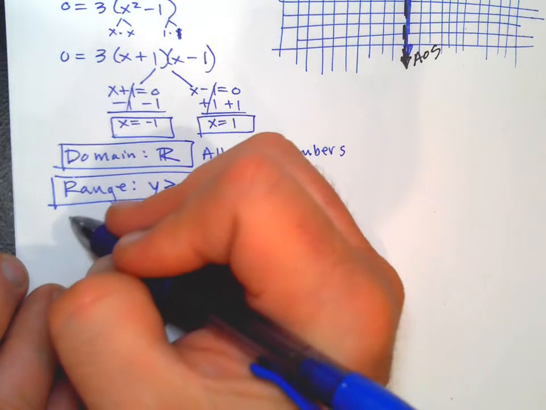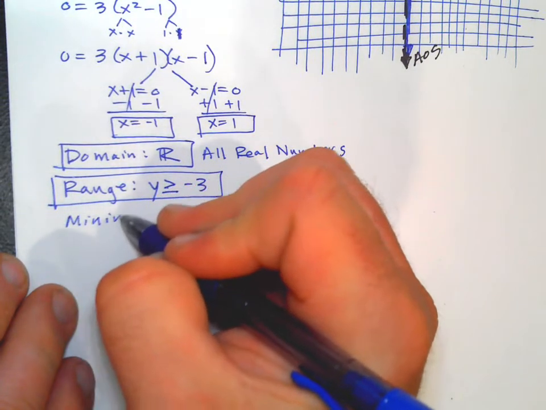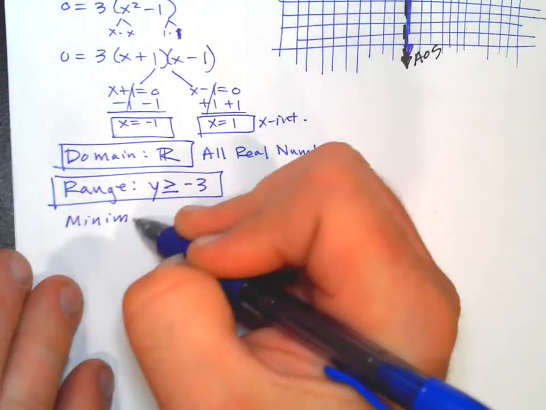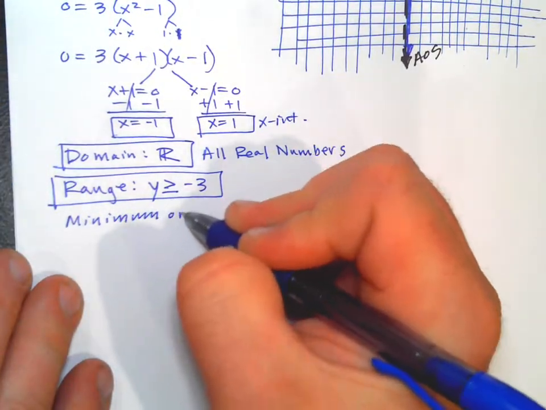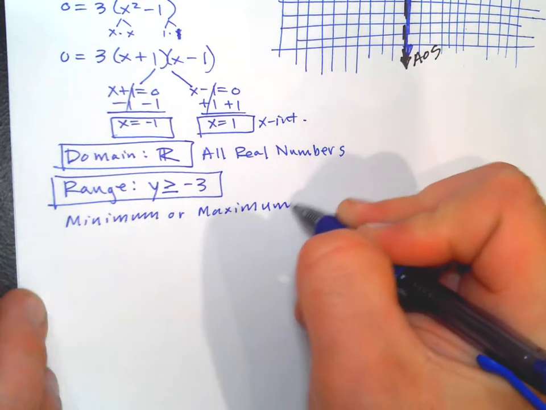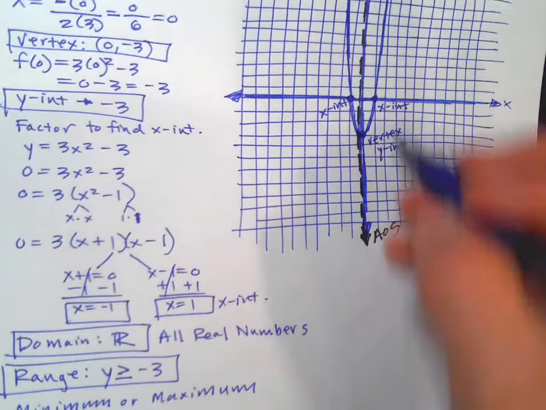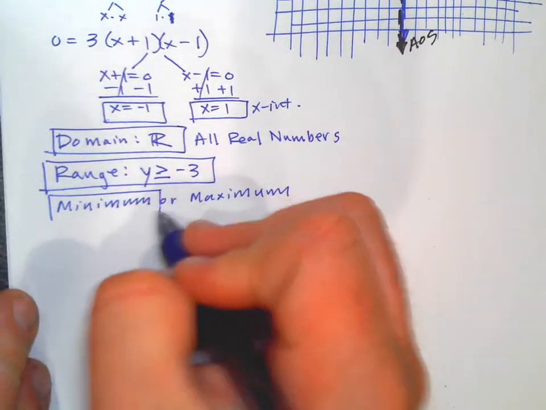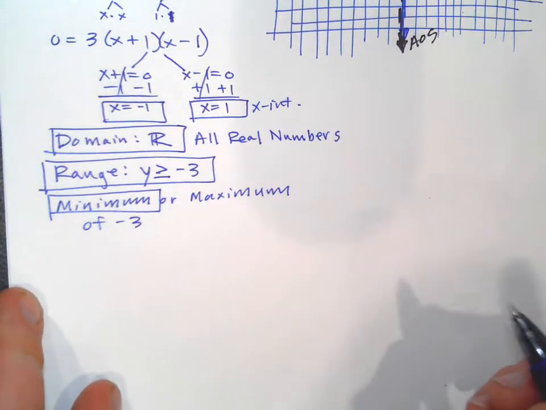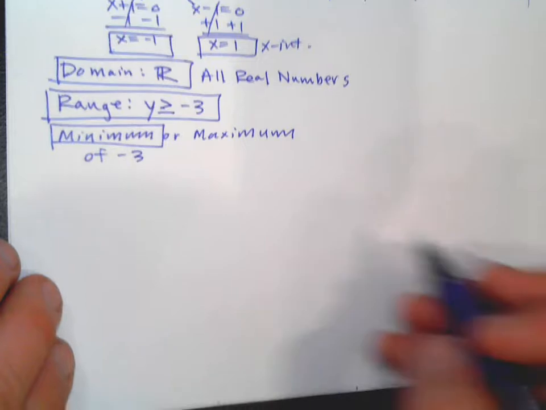Okay, and then we have the minimum. These, by the way, are x-intercepts. Minimum or maximum. So is the vertex the highest or lowest point of the graph? It is the lowest point of the graph. That's the lowest, smallest. It's the minimum, and the value is -3, the y value. It's the y value. So that's it.